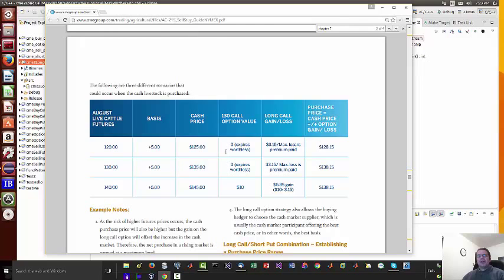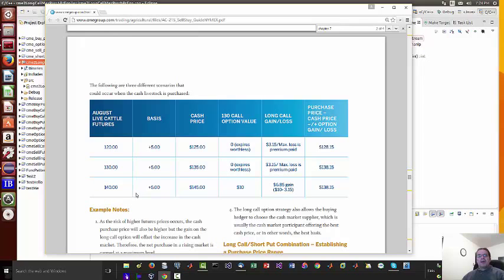For the second future, we've got a cash price set at 135. Again, our option expires worthless. We have a new long call gain or loss. Again, we have a loss, because the option expires worthless, so we are paying out the max premium, which is our max loss, and then the purchase price becomes 135 plus 315.